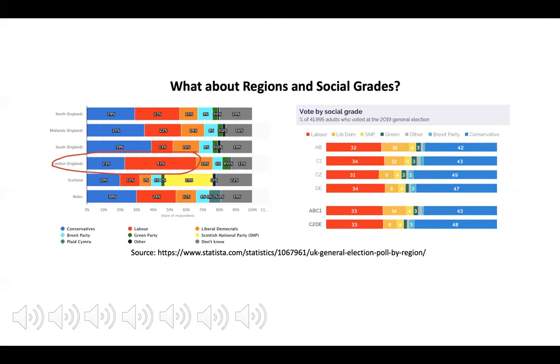And let's look at the chart on the right-hand side. We can see that social grade is no longer a good predictor of party voting. In the past, you probably could argue that the working class or the blue-collar class was affiliated to the Labour Party, but right now it's no longer the case.